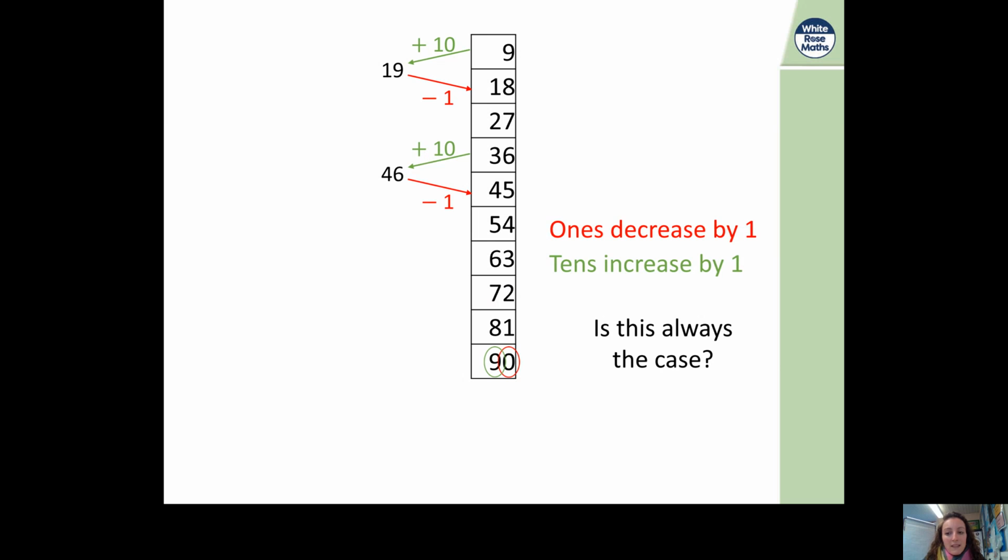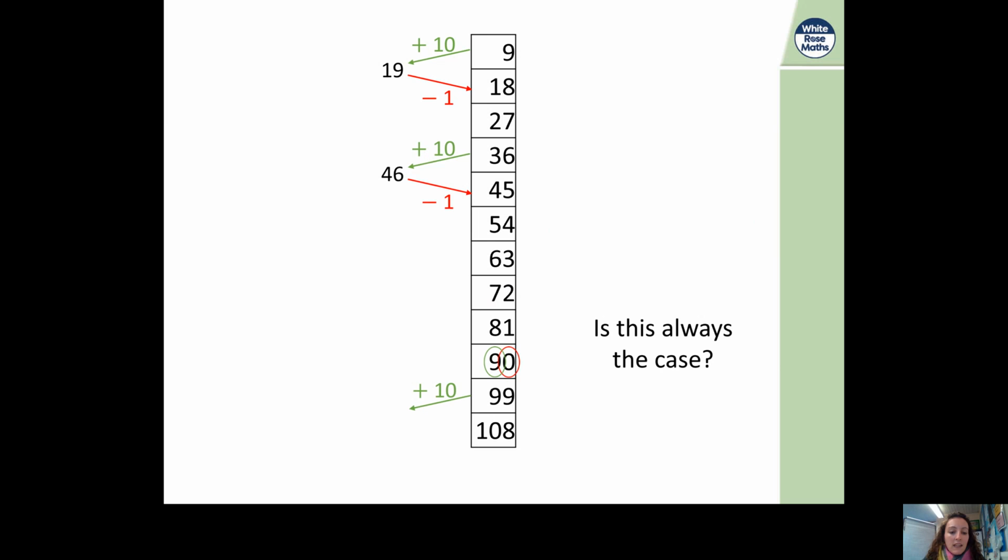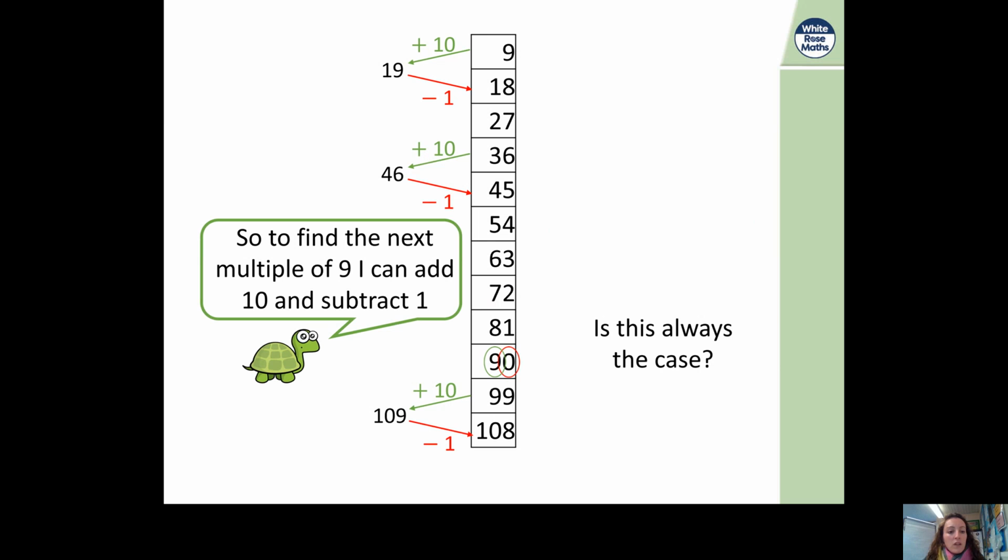Now, do we think this is always the case? Let's have a look. So 90, add 10. 99, add 10 is 109. Take away 1 is 108. So to find the next multiple of 9, I can just add 10 and then take 1 away.